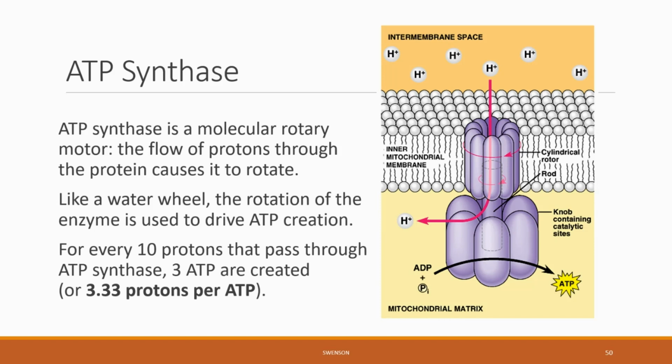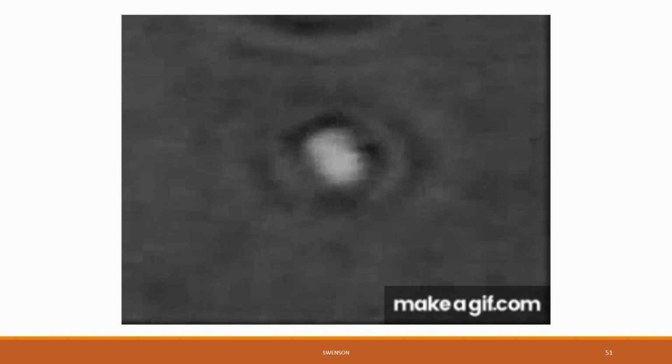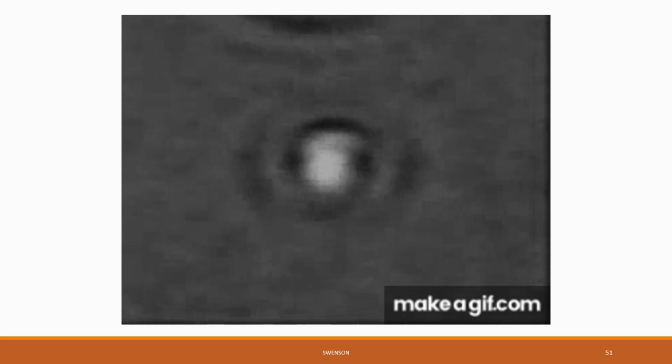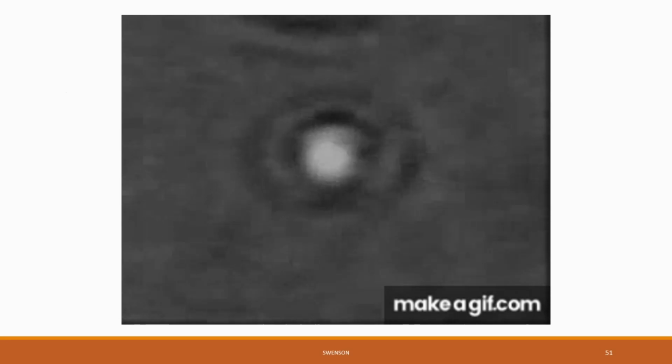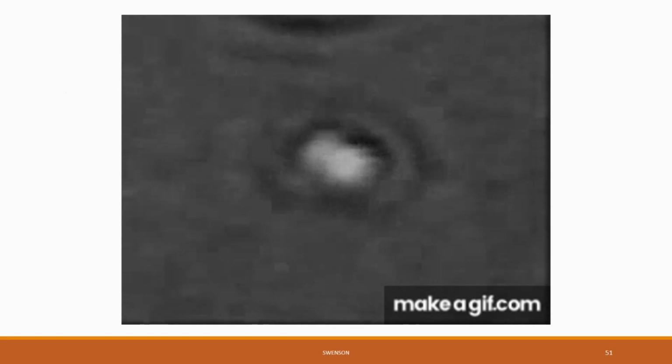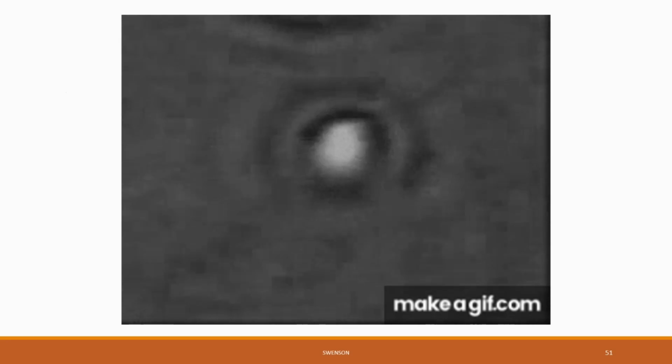For every 10 protons that pass through ATP synthase, 3 ATP are created. Or you can divide the two and say, okay, for every 3.33 protons, you get about 1 ATP. And scientists have been able to capture this ATP synthase protein spinning around here. So these are the gyrations that are caused from the protons going through the ATP synthase, and ATP can be synthesized through this motion.